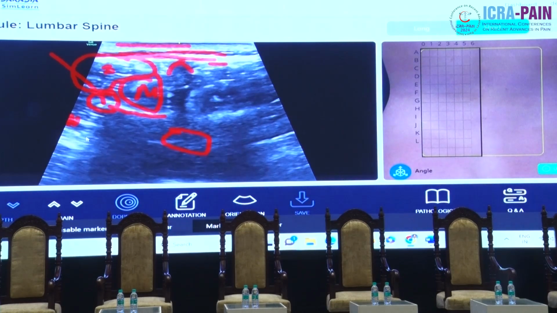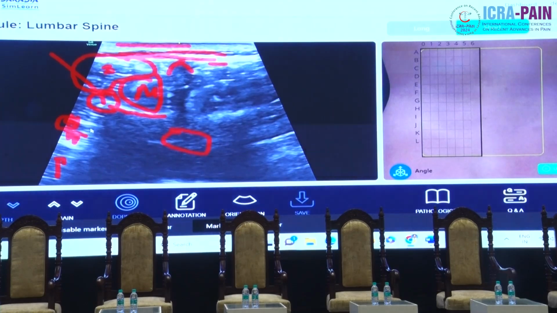This is your transverse process. So what is this muscle above the transverse process? Psoas is below the transverse process. This is psoas, but not seen because of the transverse process.